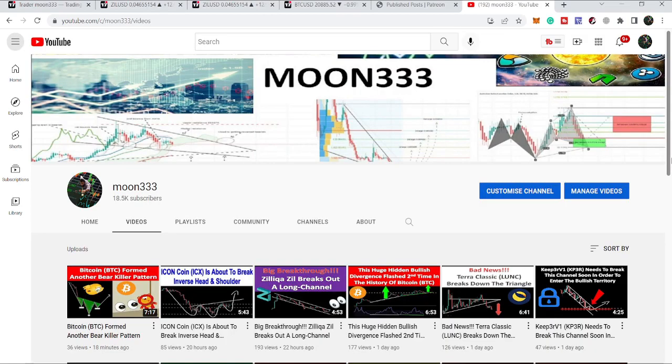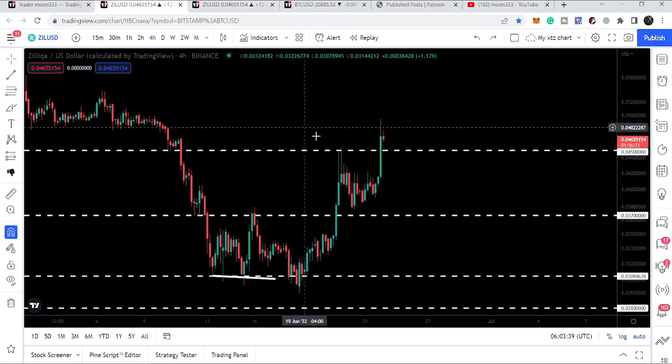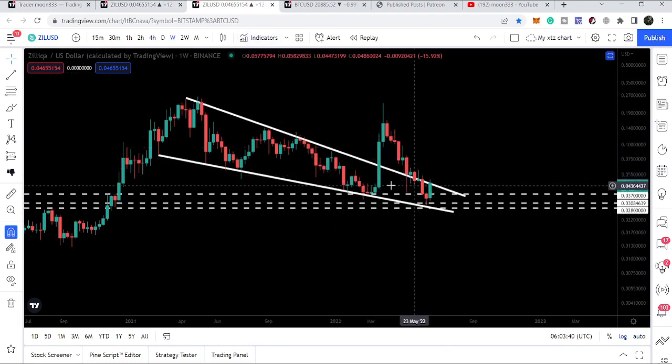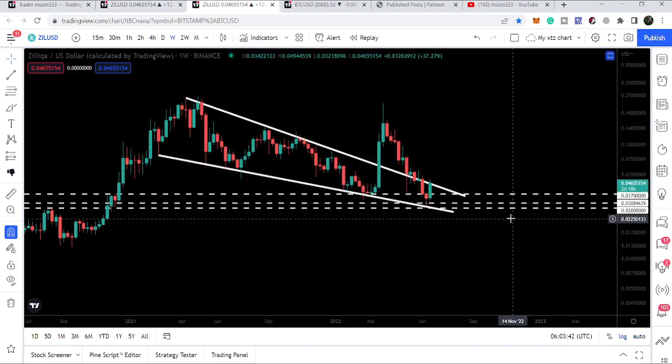Hope you're well and welcome to the new update on Zilliqa coin. Zilliqa has broken out a very significant resistance of 4.5 cents, and right now it is trying to break out the next resistance of a very big falling wedge pattern as well. And in today's video, we will take a look at this move.